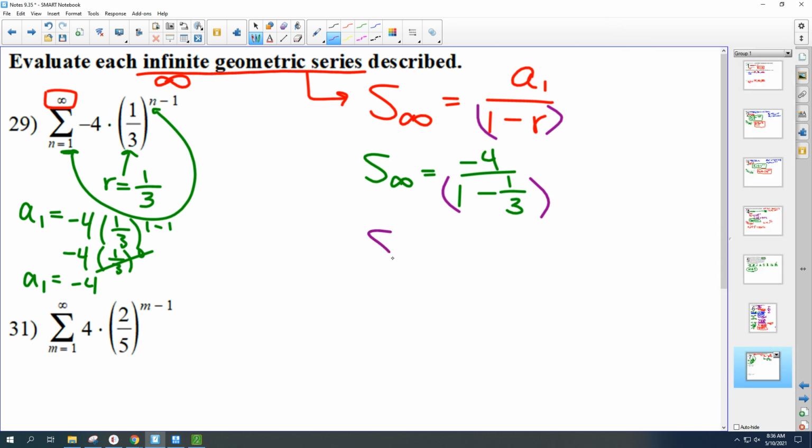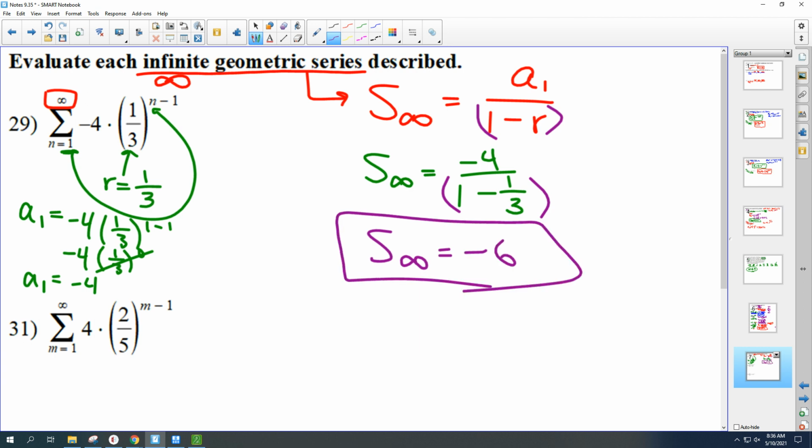Seems kind of weird that you could add up an infinite number of numbers and the total is -6. The reason for that is because basically this is a calculus topic, but as this number gets bigger and bigger and bigger towards infinity, then this fraction, once you multiply it, gets smaller and smaller. And so when this number is really, really big, this quantity right here is really, really small, like basically 0. So you just keep adding basically 0 on, and that's why it ends up being -6.